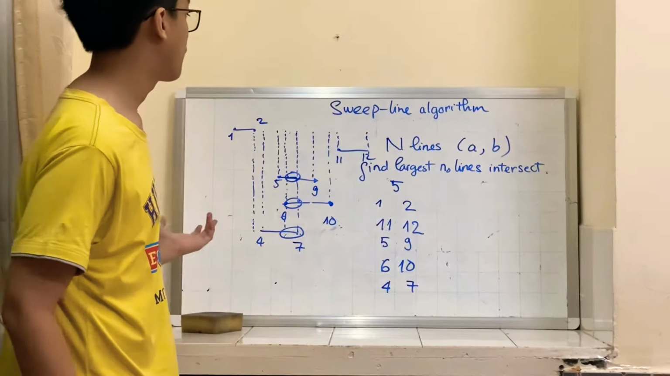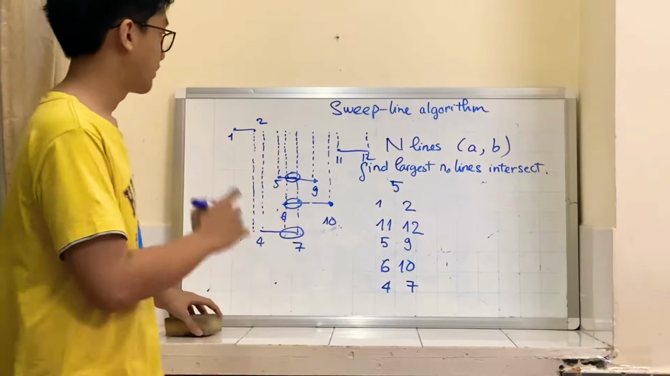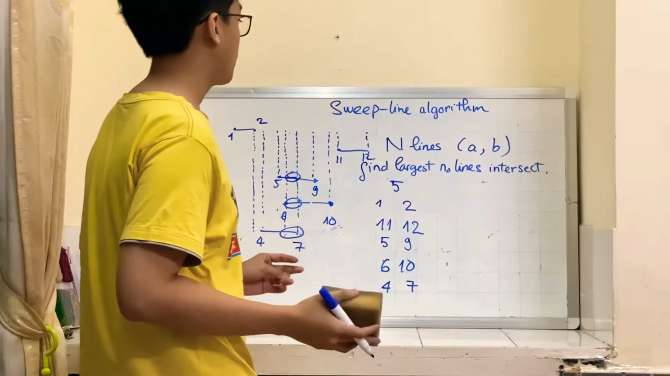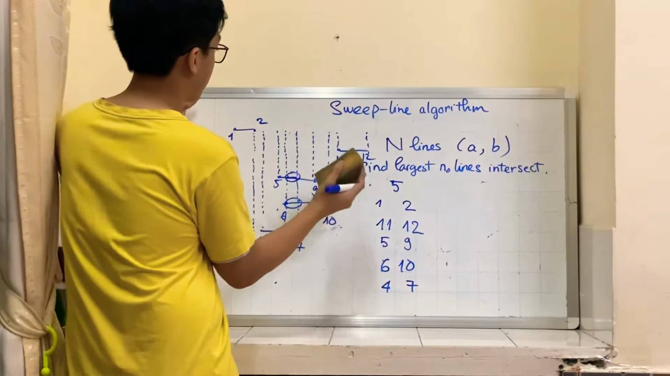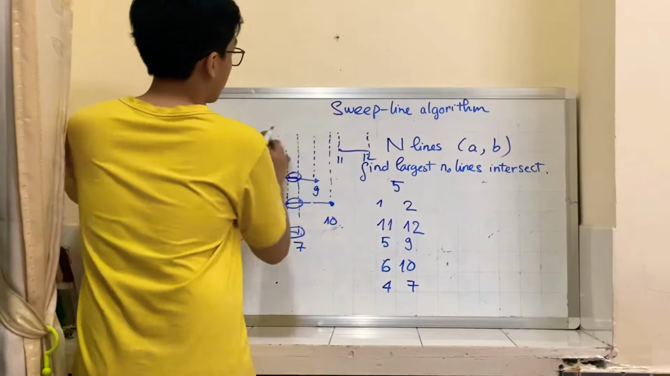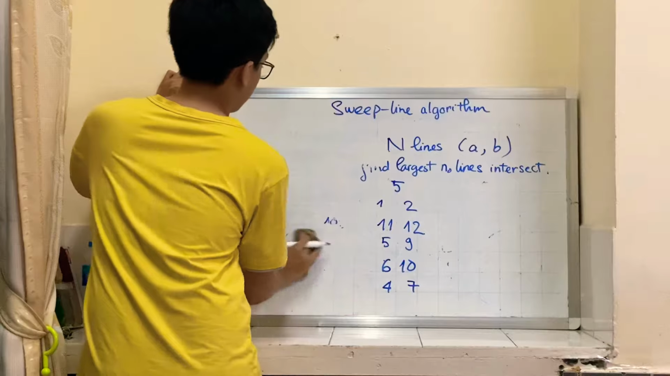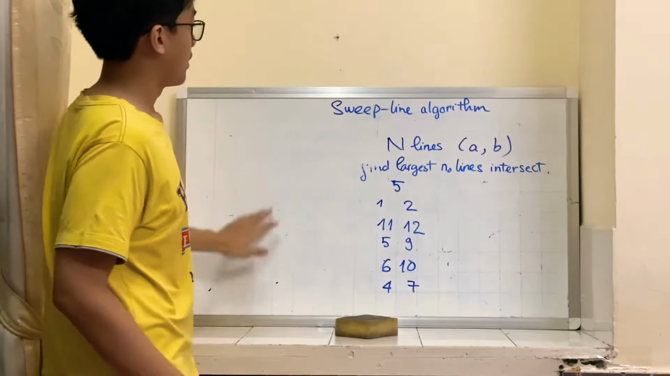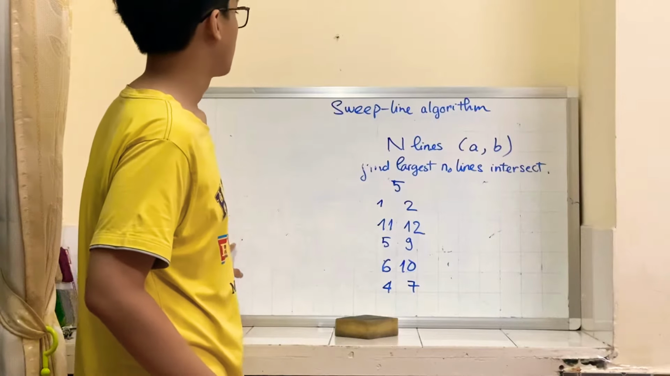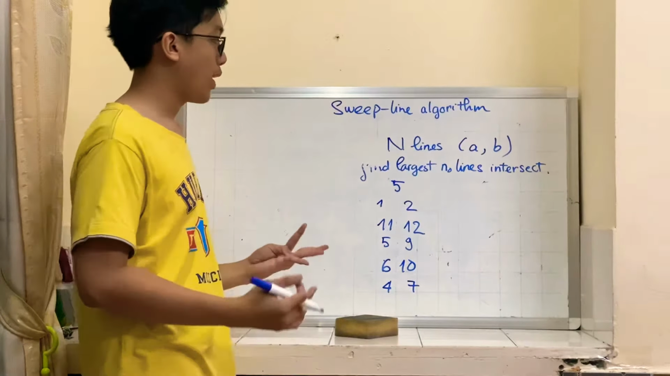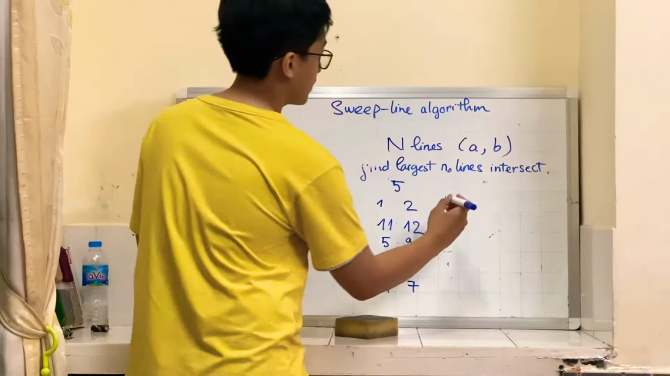Our algorithm will find the largest number of lines that intersect the most. So we will discuss the algorithm. First of all, there are 2 ways to solve this problem. The first one is to use a segment tree.